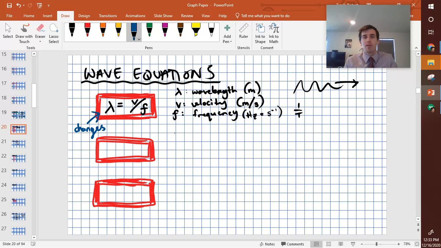So let's talk about how they're fixed and why. Velocity in particular, we'll start with. Velocity is determined by the material your wave is going through. So depending on what material you're sending a wave through, it will always go the exact same speed. An example of that right now would be the speed of sound. The speed of sound is approximately 340 meters per second.